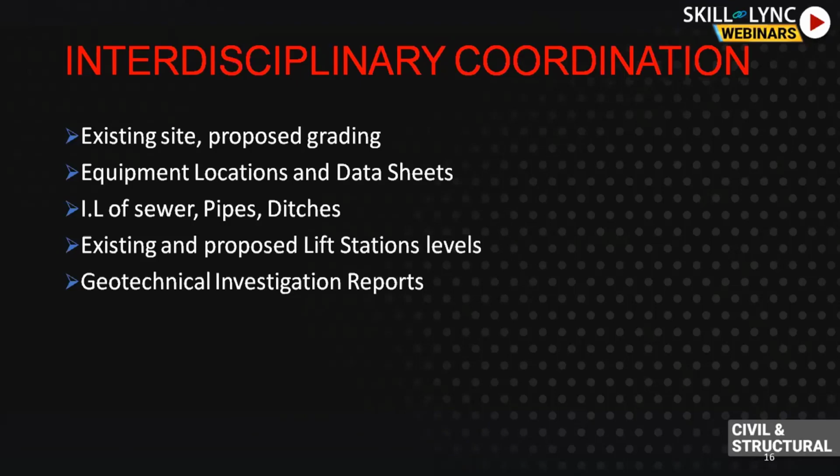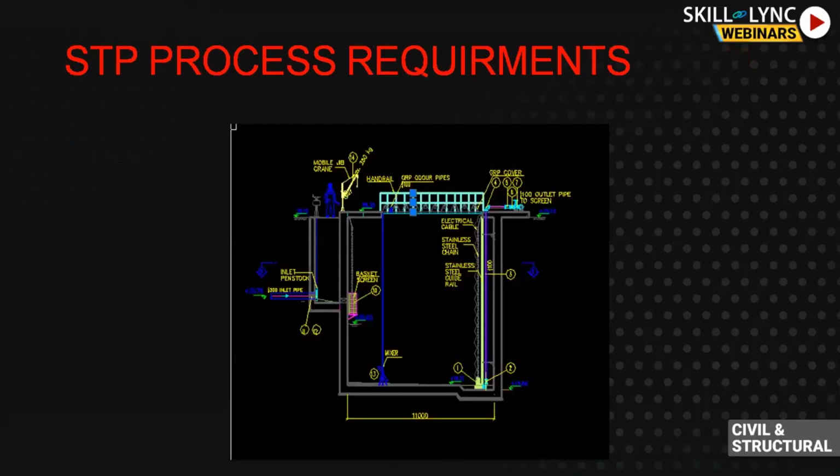Geotechnical investigation reports we have already covered. What do we need from there? This is a typical example of what civil and structural engineers will be needing from process. This is a tank. You will have on the left a 1 ton stock coming. You will be requiring what level he needs here, for example plus 20.7. Where is the basket screen required? What will be the level of water there?